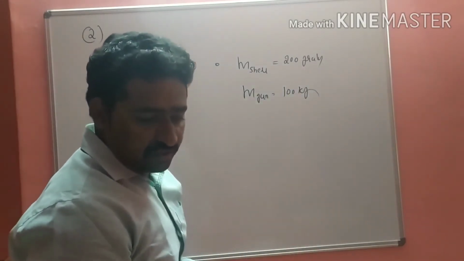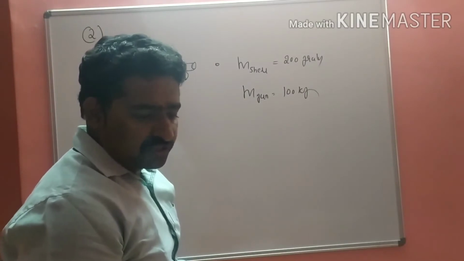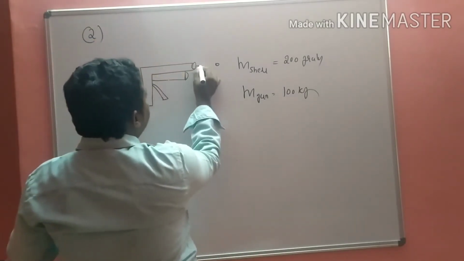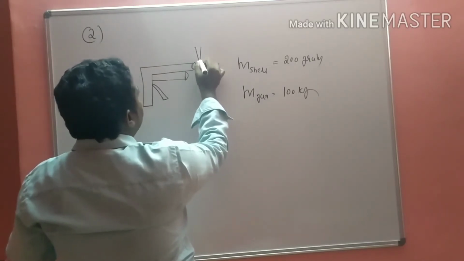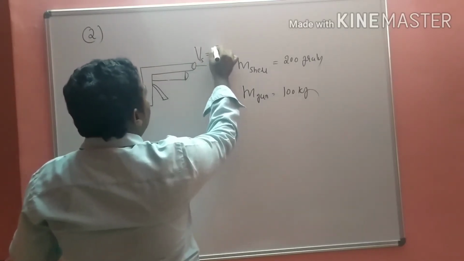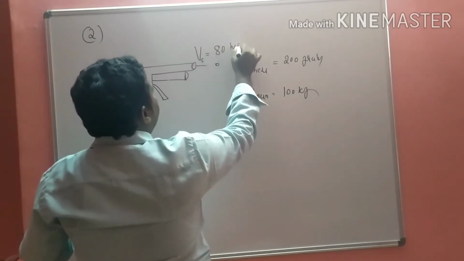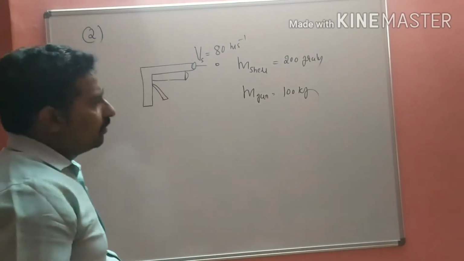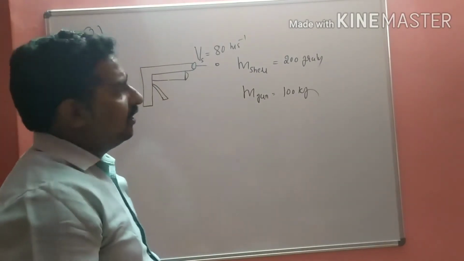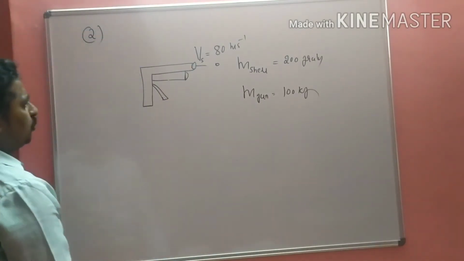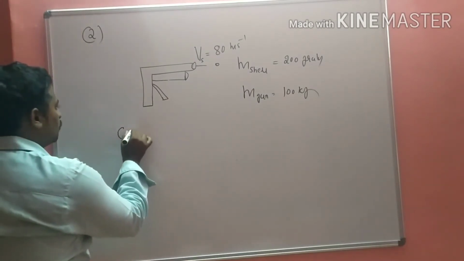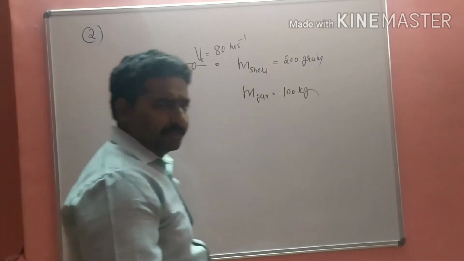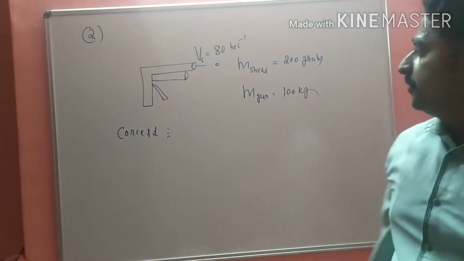100 kg. If we fire, the speed of the shell is equal to 80 meter per second. Okay, so then the recoil speed. Listen here. On which concept is this based? The first one is the concept. Which concept is familiar?